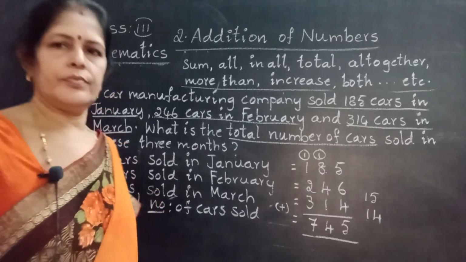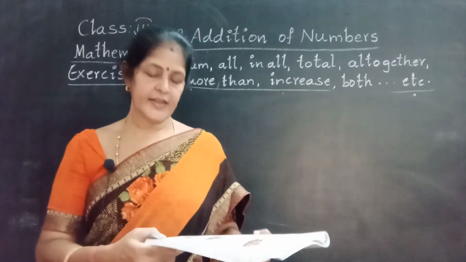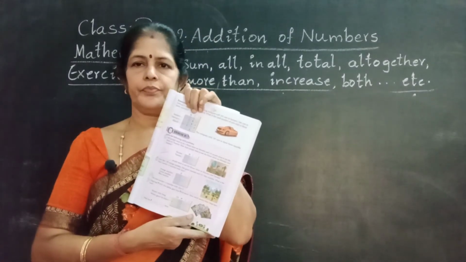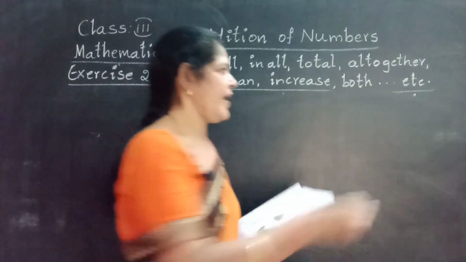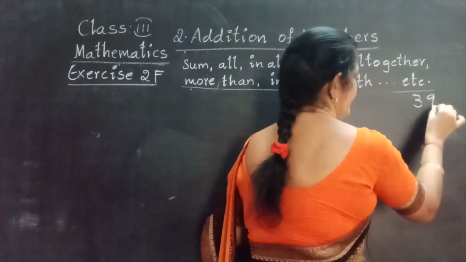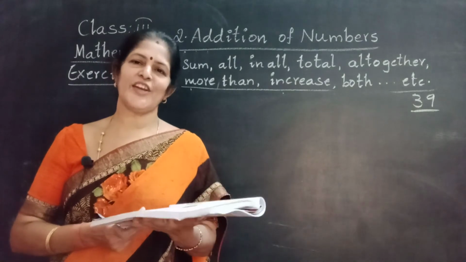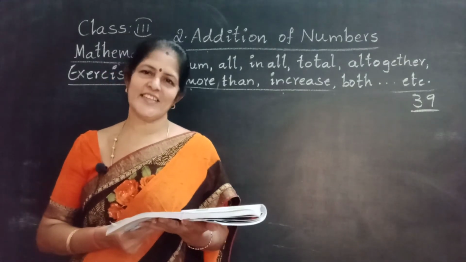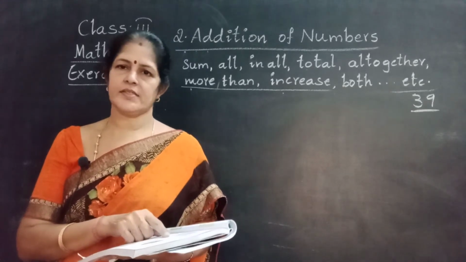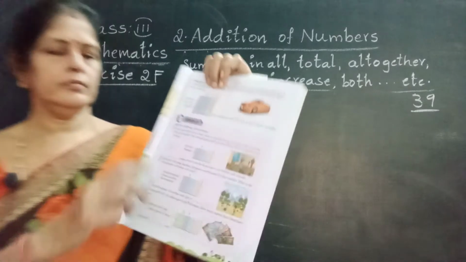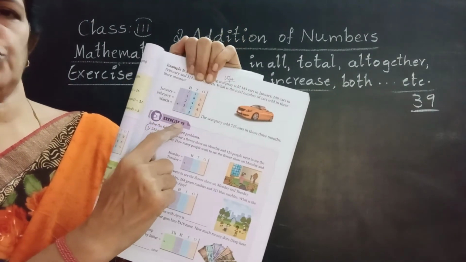Now I am going to the textbook exercise part. Okay? Come on, children. Textbook, page number 39. Exercise 2F, page number 39. What is the page number? 39 in your textbook. I am going to read the question. You also see the textbook. Come on, first one. Solve the following word problems. Start from here. Your exercise 2F.